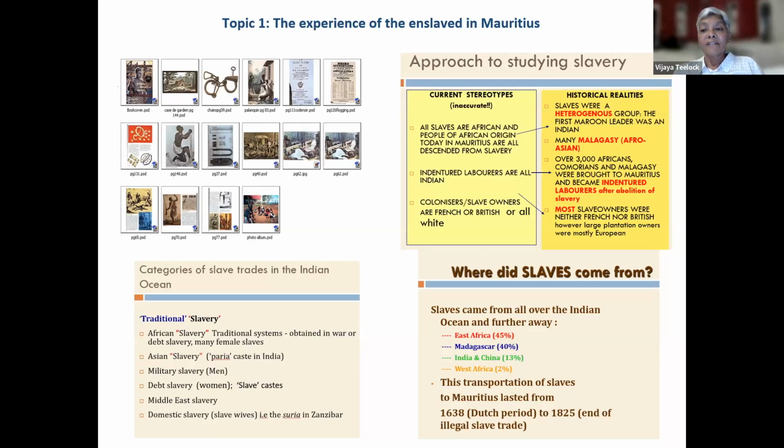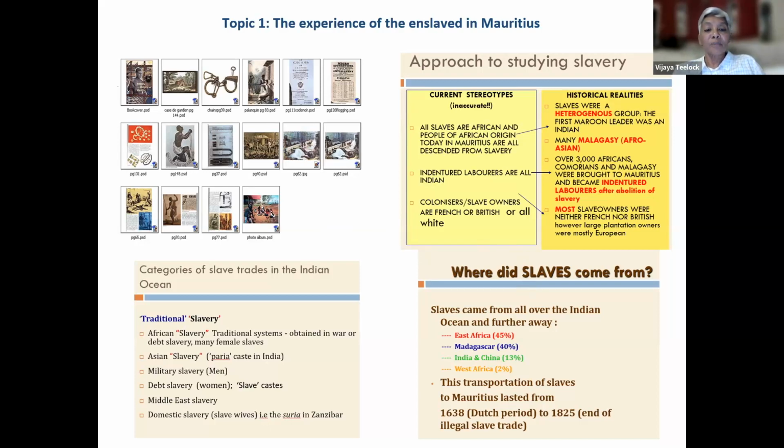And finally, in Mauritius, when you tell students or even members of the public that of the several thousand slave owners there were at the time of abolition, not all were French or British, but many were Indian or Malagasy or of mixed population, there's an element of surprise and people don't really accept that. But that is the historical truth.